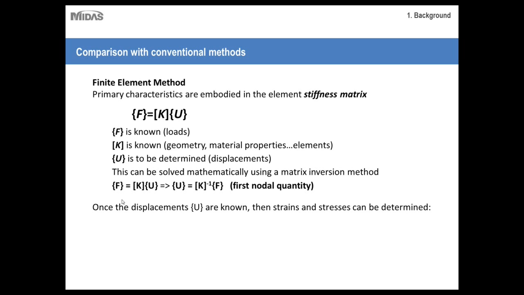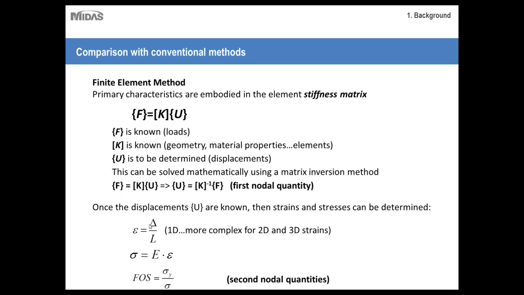Okay, so once the displacement is calculated, then the stresses and the strains can be determined as well. For example, once you have your displacement, you can calculate your strain based on this equation, and this is for 1D geometry. For 2D and 3D strains, the algebra would be a little bit more complex. After you calculate your strain, you can get your stress by multiplying the strain by the modulus of elasticity. And then once you get your stress, you can calculate your factor of safety. So this is just to give you a background of finite element analysis. I won't go into too much detail about this.